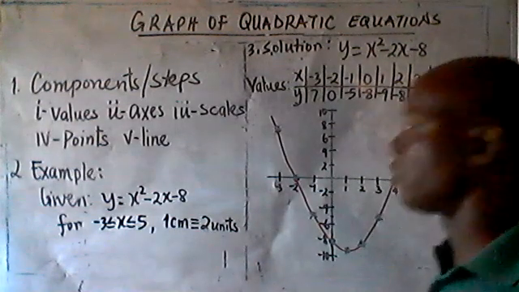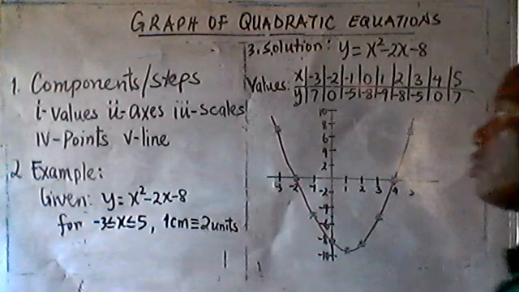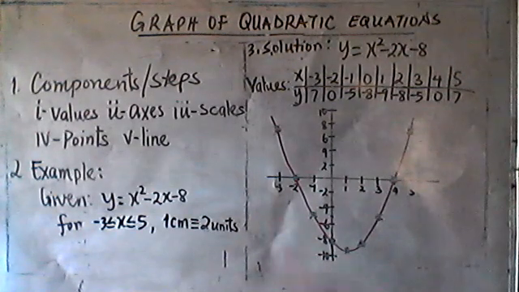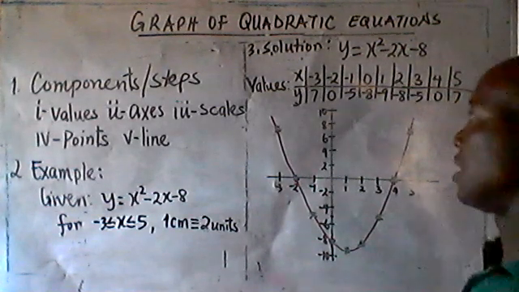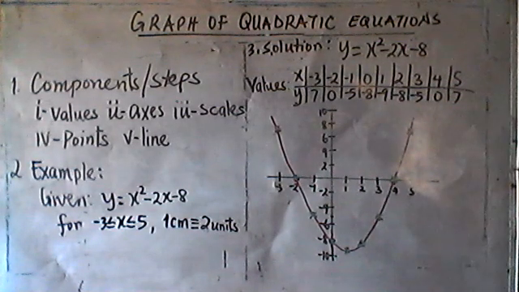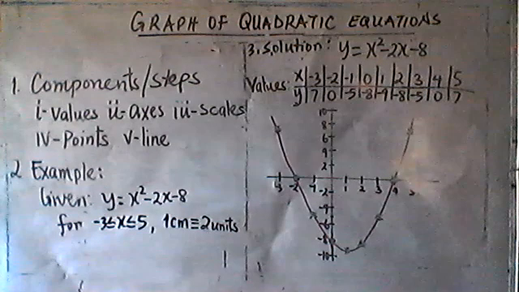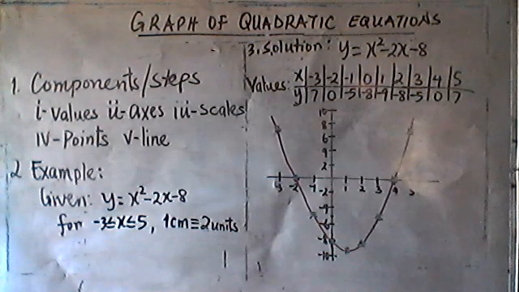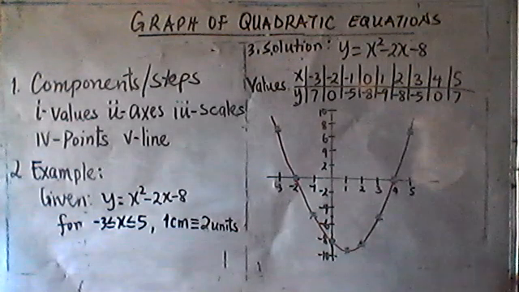1. The values generated using the equation and the range of values. 2. The axis, of course the x and y axis. 3. The scales to space your values equally. 4. The points where the two values meet. And 5. The line, of course, is a smooth curve.